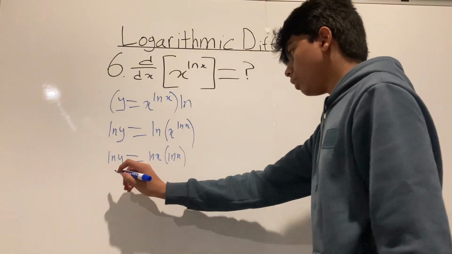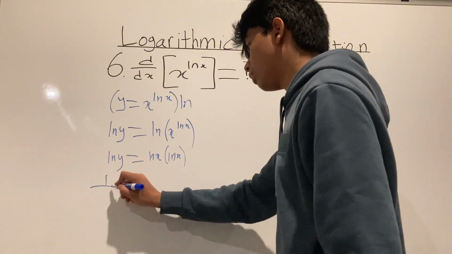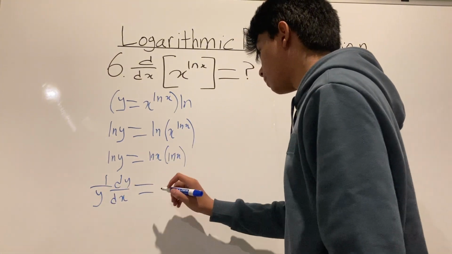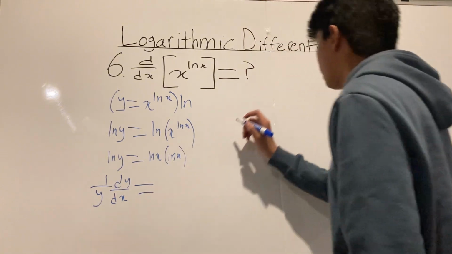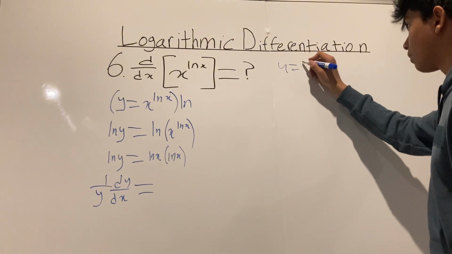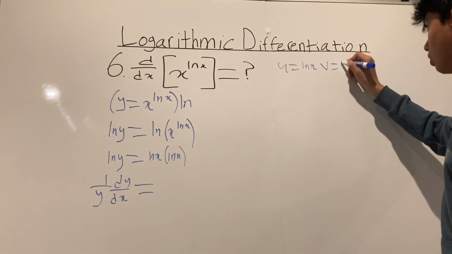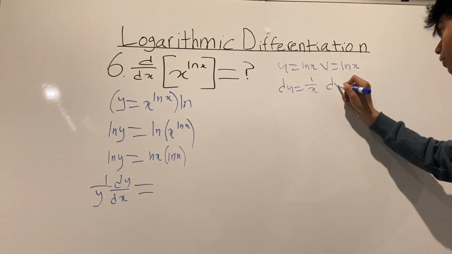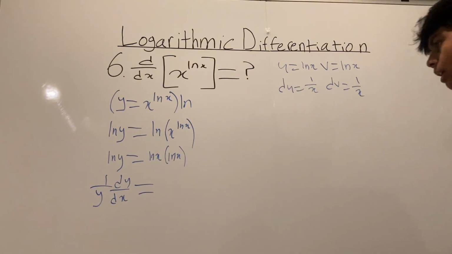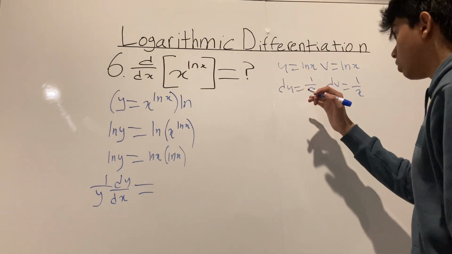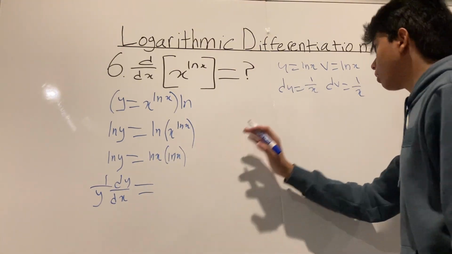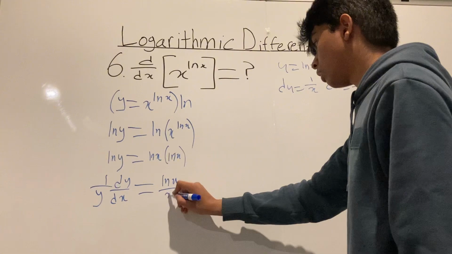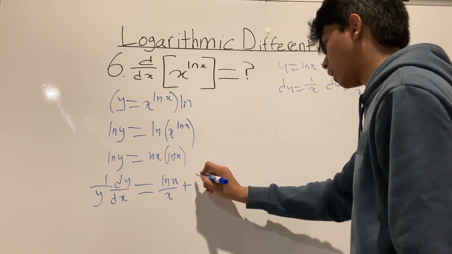Okay, so first let's find the derivative of this, which is just 1 over y dy/dx equals, okay, let's just write it off to the side here. u equals ln x, v also equals ln x. So that means du equals 1 over x, dv is also 1 over x. And product rule states that v du plus u dv is the derivative. So v du is ln x over x. And u dv is also ln x over x.